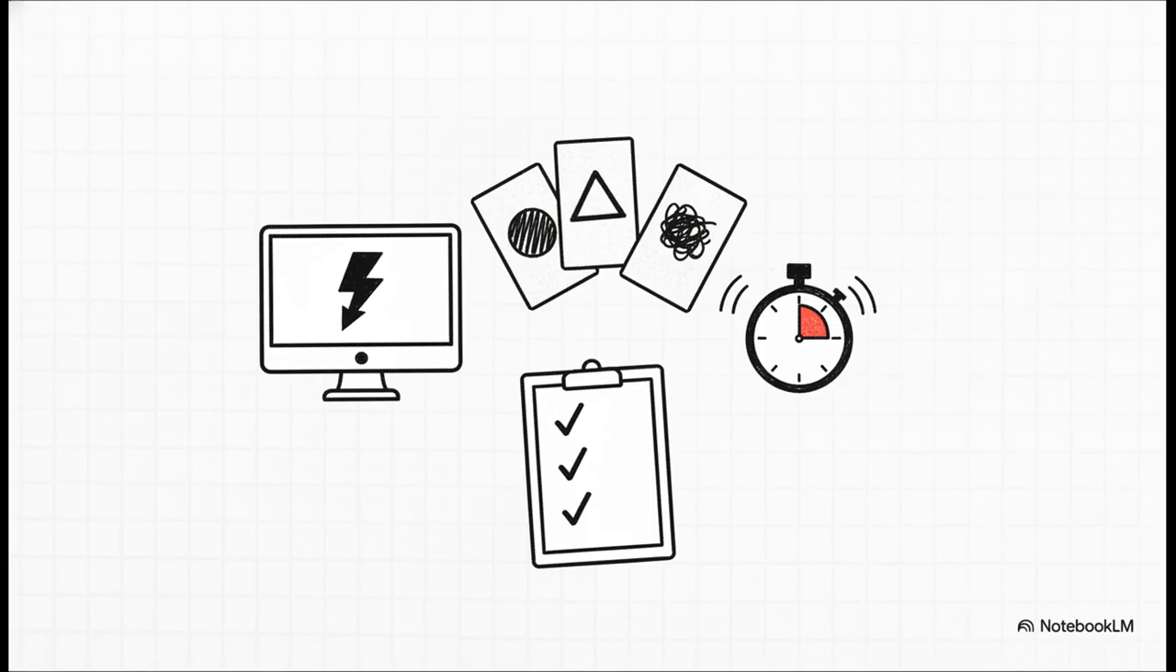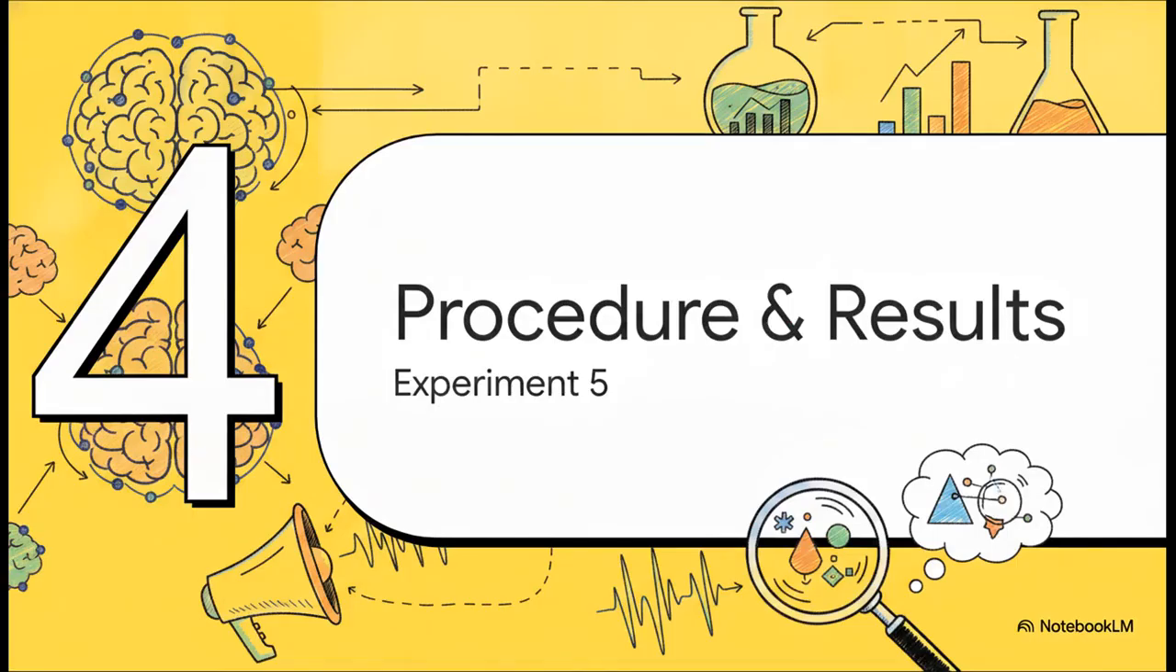We're going to need our meticulously curated word lists and picture cards. We'll use a computer to flash the stimuli at exact millisecond intervals, alongside response sheets, a highly accurate stopwatch or digital timer to catch those reaction times, and a scoring sheet to track all the data. Section 4, Procedure and Expected Results.